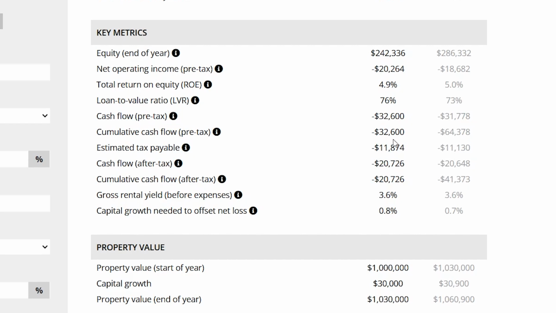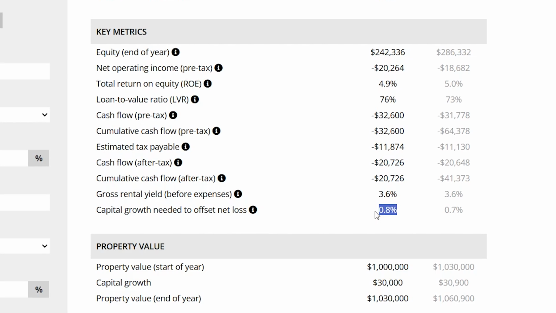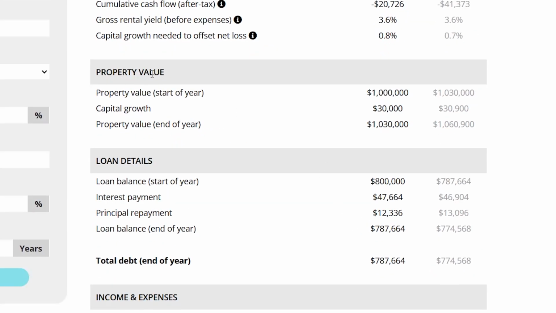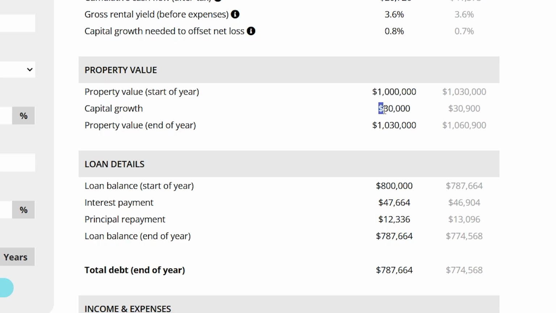So they're key figures. You've obviously got LVR, capital growth to offset net loss. Basically, if it is a negatively geared property, it's costing you money to hold that property. So how much capital growth do you need from that property in order to make it a viable investment? In this instance, it's saying it's 0.8%. Down the bottom here, we have the usual things. Property value starts at $1 million in year one. We assume the 3% growth rate, so by the end of the year, it should be worth $1,030,000, and so on and so forth.